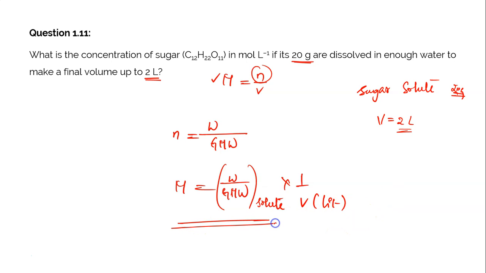This is the formula. Now to be able to substitute the entities in the formula, what all do we have? We have the final volume, which is 2 liters. We have the given mass of the solute. But do we know the gram molecular mass of the solute? You know how to calculate it already, isn't it?